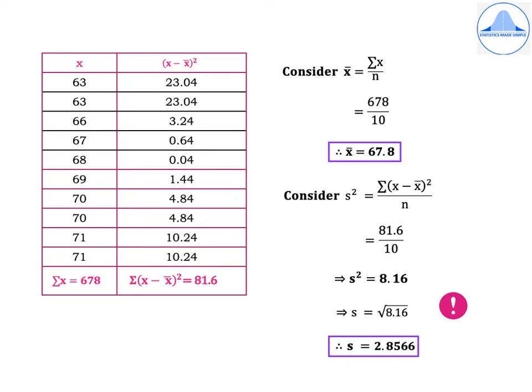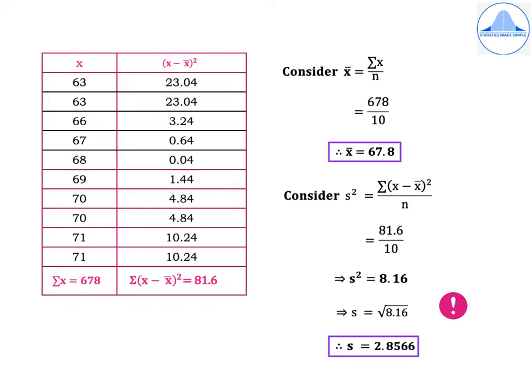The next step is to calculate x minus x bar the whole square. So take the first value 63 and subtract it from the mean, which we have just now got, that is 67.8, and this is equal to minus 4.8. Minus 4.8, you square it and you get 23.04. In a similar way, take each x value, subtract it from 67.8 and square it.